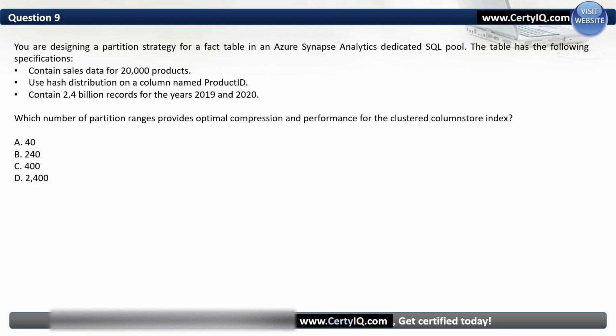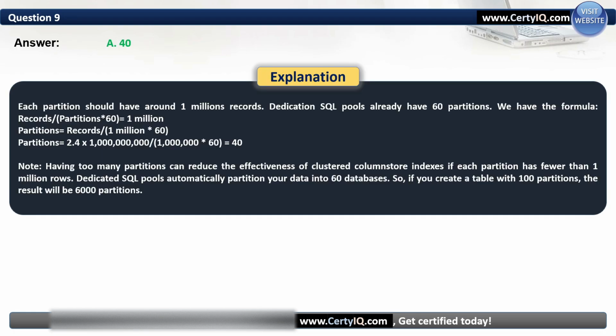The correct option is A. 40. Each partition should have around 1 million records. Dedicated SQL pools already have 60 partitions. We have the formula: records / (partitions × 60) = 1 million. Thus, partitions = records / (1 million × 60). As such, after calculations, partitions equals 40.